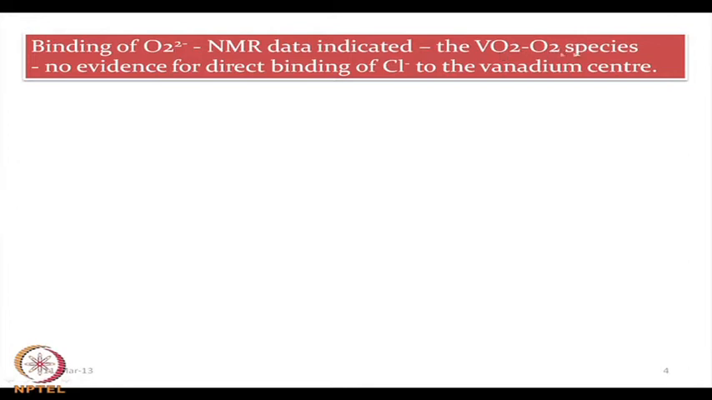unit is attached to the O2 species, but how it is reacting with the Cl minus? How Cl minus is reacting with the active vanadium center attached to the peroxide is not known from the NMR data. So, we do not get any direct evidence for binding of the Cl minus to the vanadium center, because at this particular point the Cl is not attacking the vanadium center, and at the same time it is not giving the vanadium Cl bond.